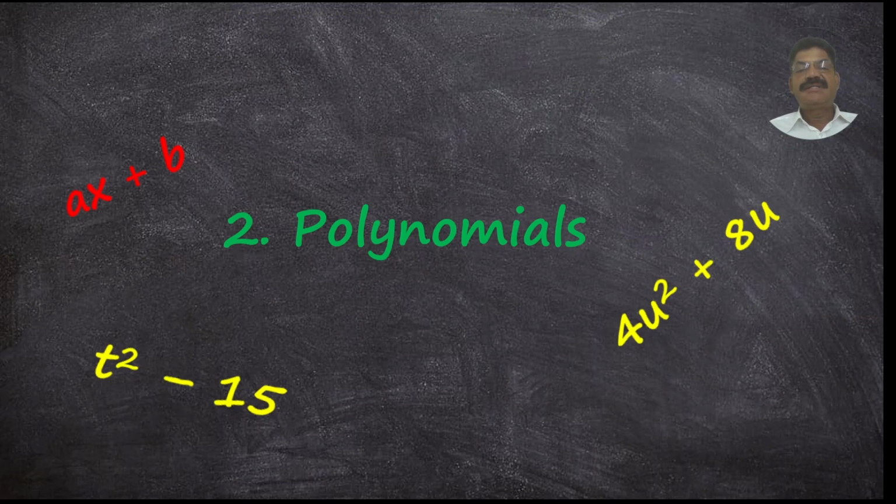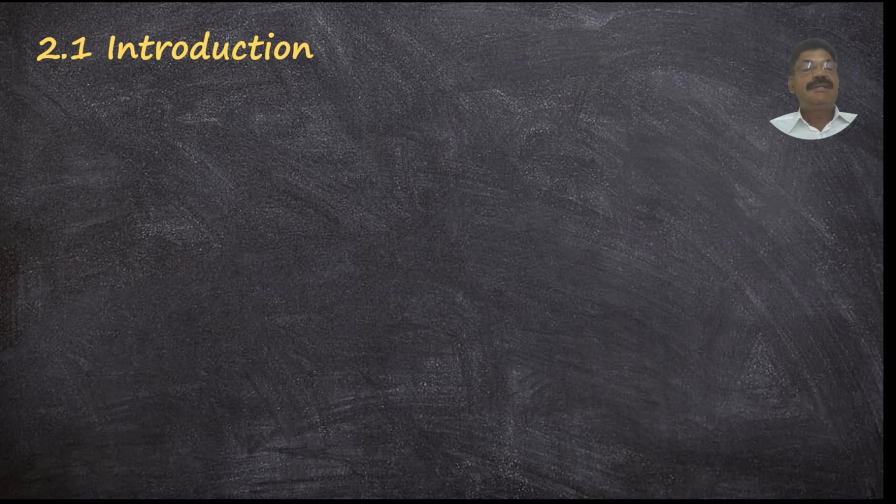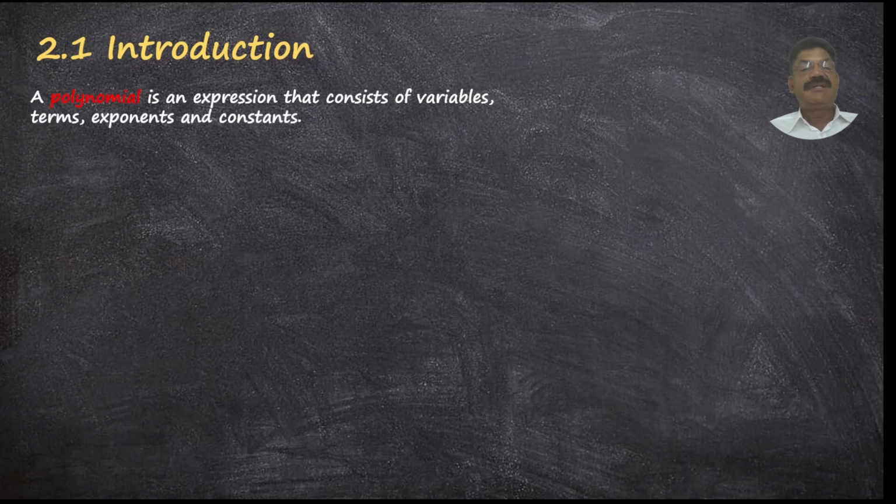In this video class, I am going to teach you polynomials. Now let us see the mathematical definition of polynomial. A polynomial is an expression that consists of variables, terms, exponents and constants. Now let us recollect the difference between variables and constants.